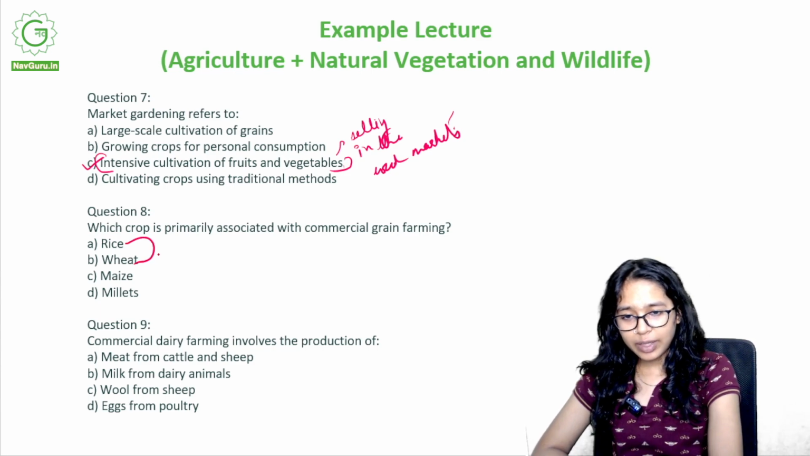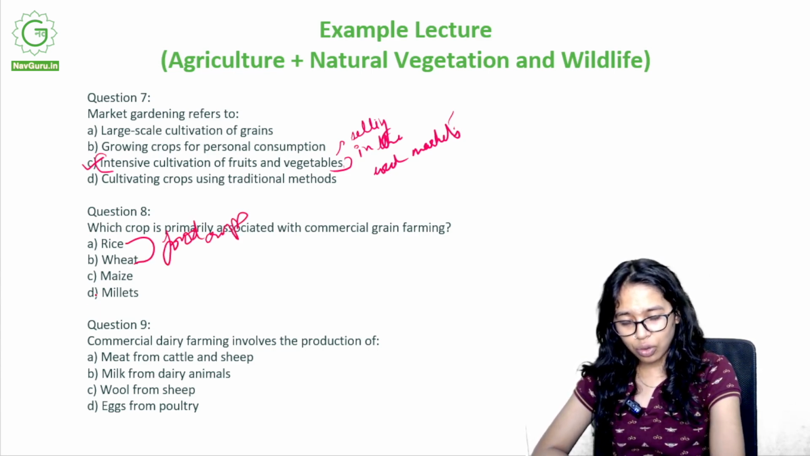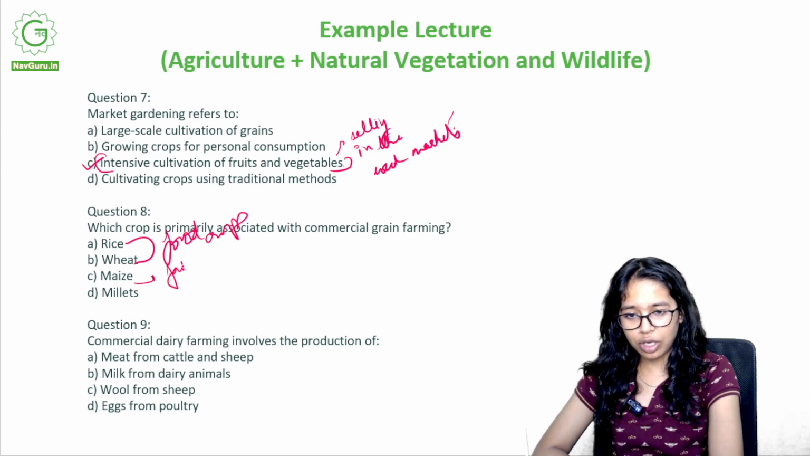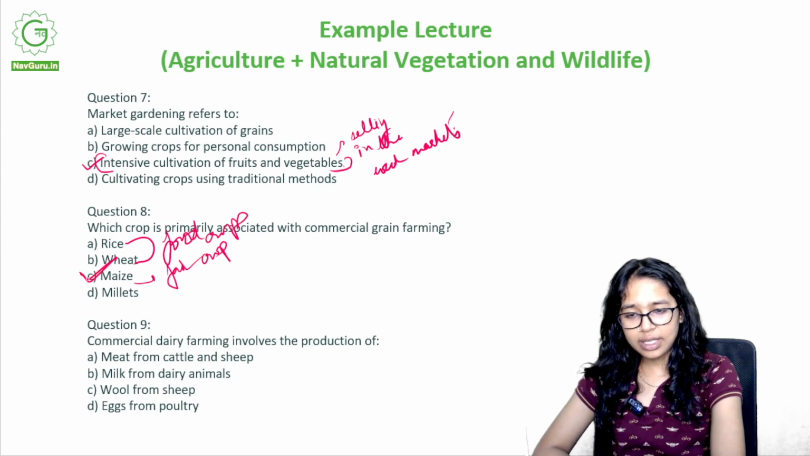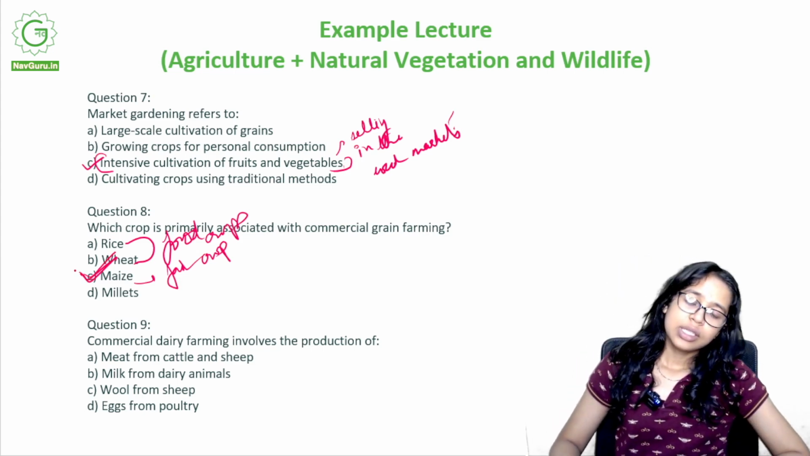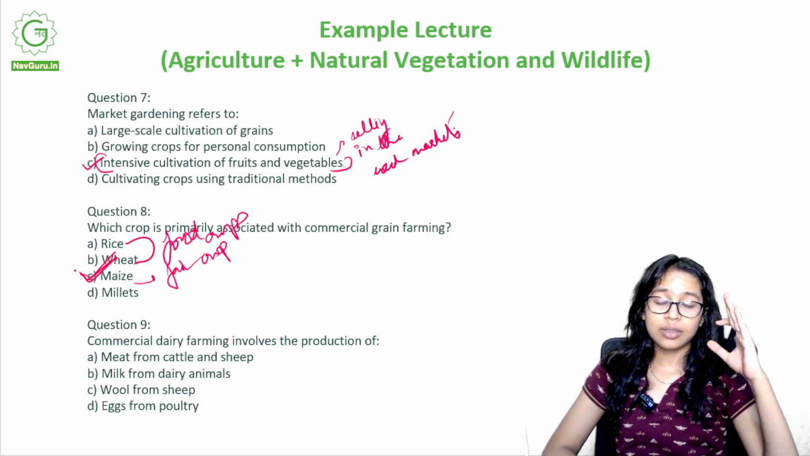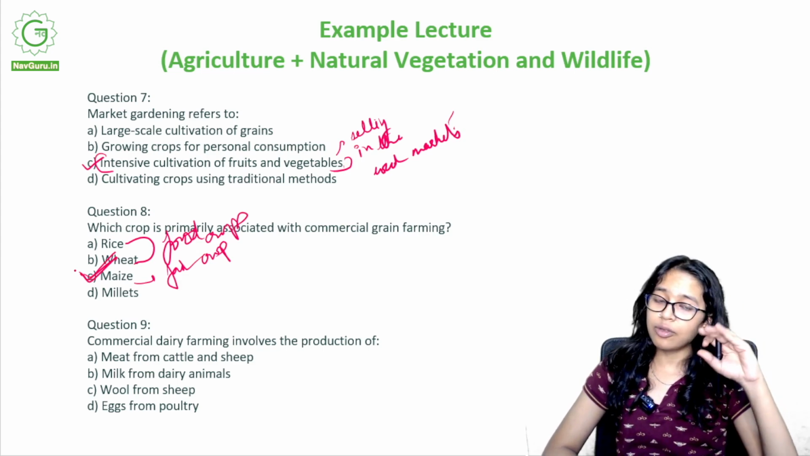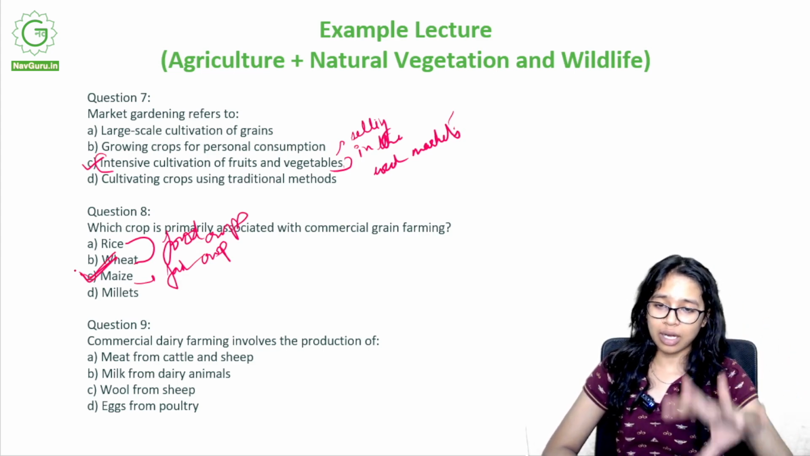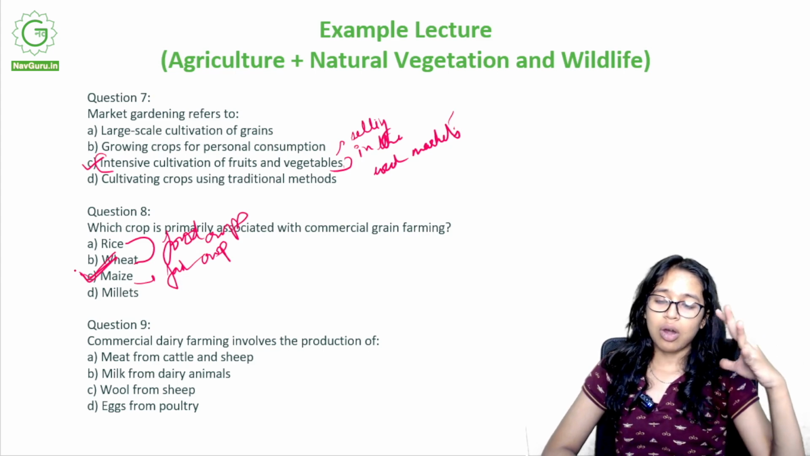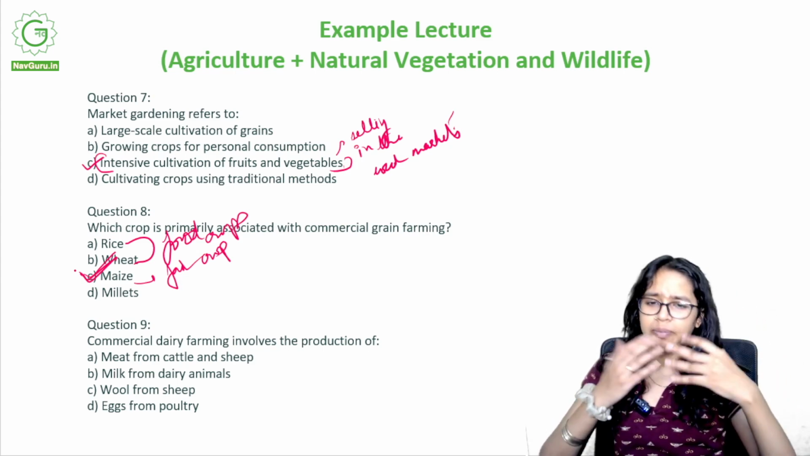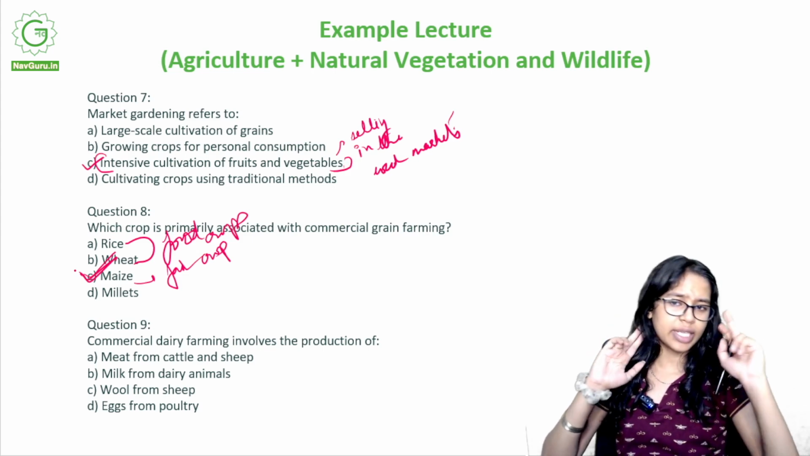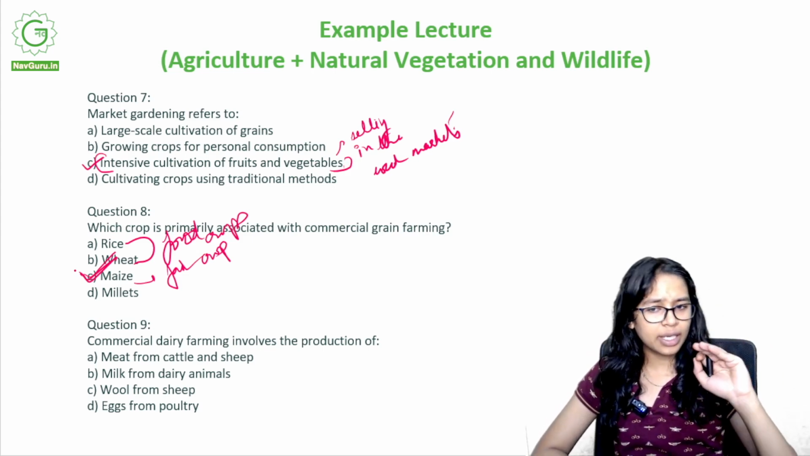So rice and wheat are also food crops, and maize, though it is considered a food crop in certain places, is more of a commercial crop. So the right answer is C, maize. Maize, rice and wheat are very commonly eaten in India or anywhere, but it depends on the context. So right now we're looking at India.